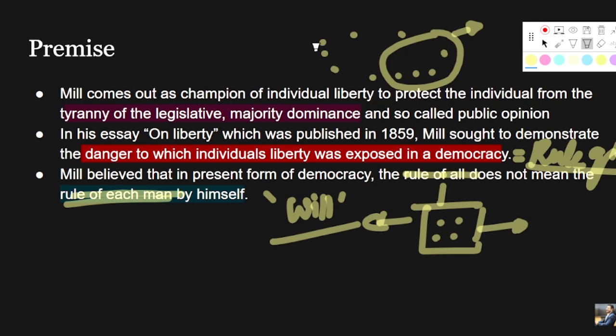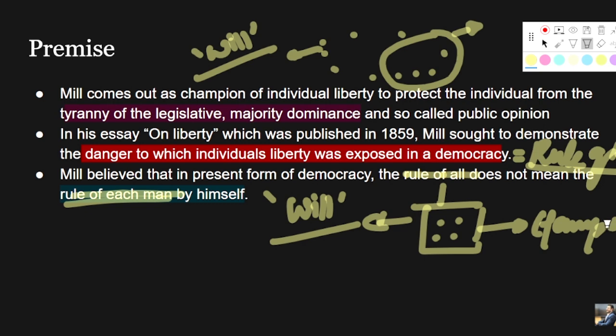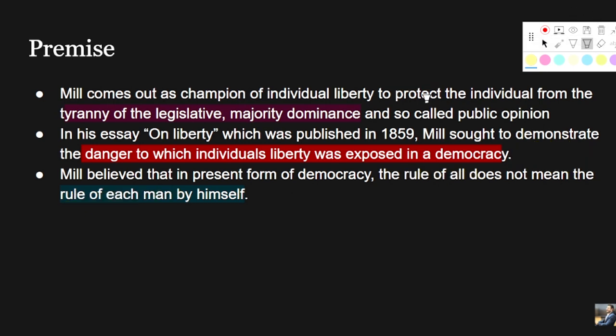Why? Because men have their unique will. Men have their unique will. And what is the consequence of this, that the rule of all does not mean the rule of each member by himself? It is basically hampering the liberty of the people, right? People in a particular state, right? This is why Mill was concerned.